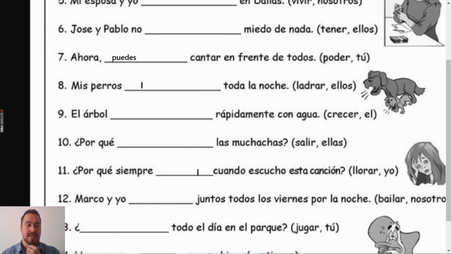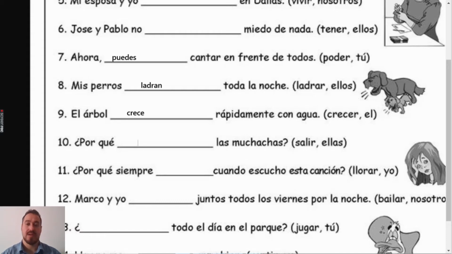Number 8. Mis perros, my dogs, ladran toda la noche. My dogs bark the whole night. El árbol, yes, crece. I'm talking about tree. So el árbol crece rápidamente con agua. So the tree grows quickly with water.